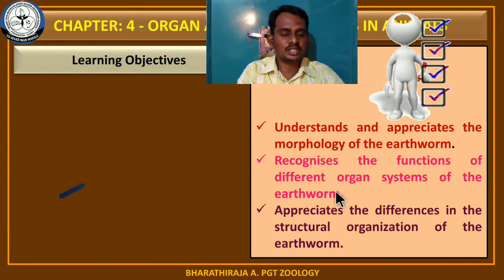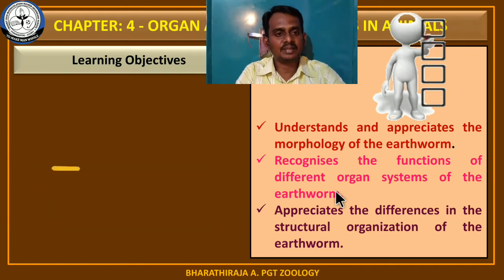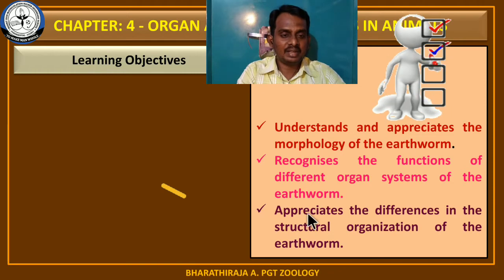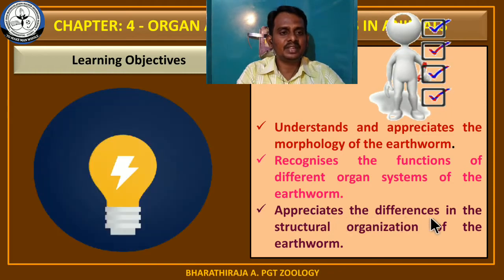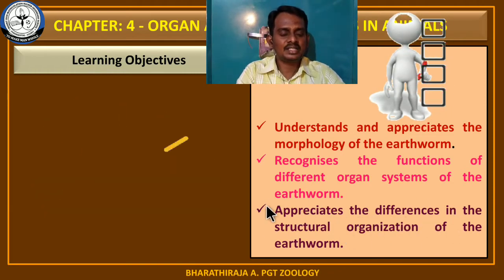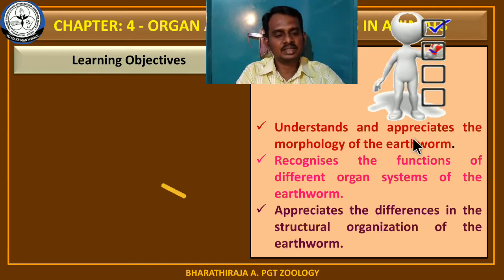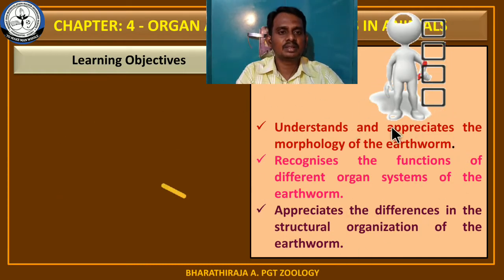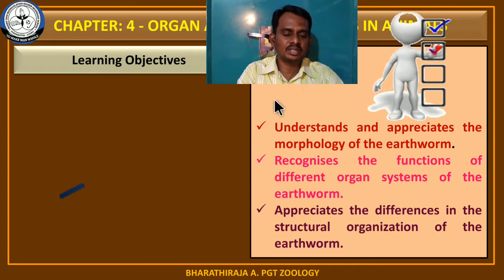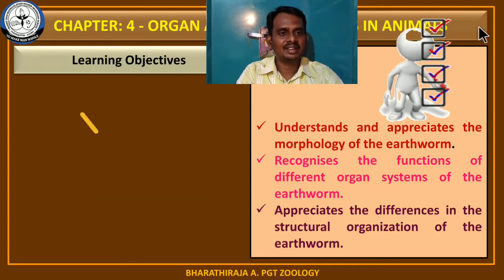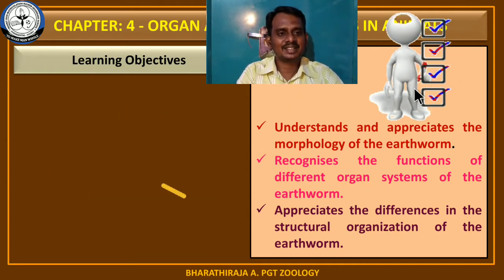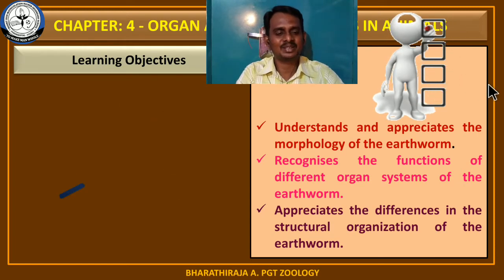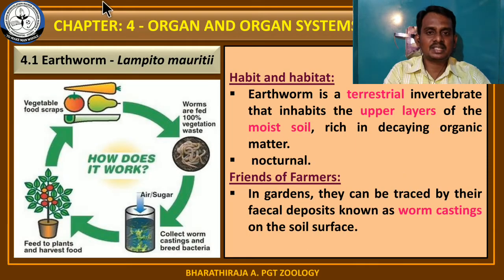Each system has a function, right? What systems are there, and what functions are they going to perform? And finally, we are going to appreciate the differences in the structural organization of the earthworm. So these are the three learning objectives. These are the three concepts we are going to discuss in this part. And first we are going to discuss the characteristic features, morphology, organ and organ systems of the earthworm.